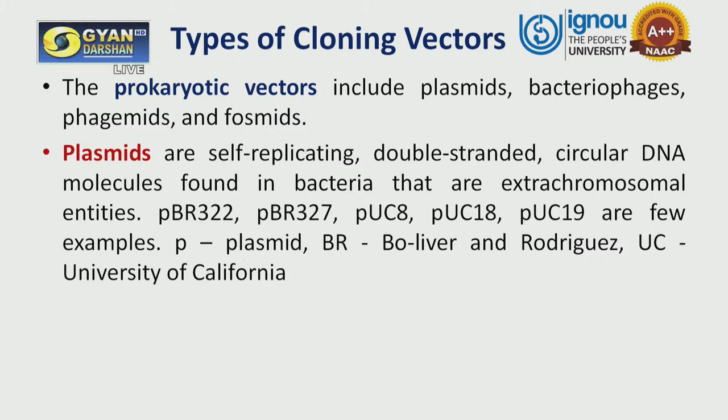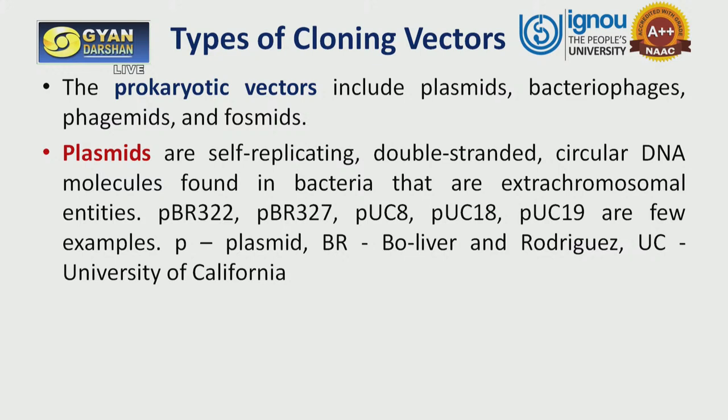These plasmids are self-replicating, double-stranded, circular DNA molecules which are found in bacteria as extra chromosomal entities. So it has its own genome, apart from the chromosomal DNA present in bacteria. Some well-known plasmids are pBR322, pBR327, pUC8, pUC18, and pUC19.